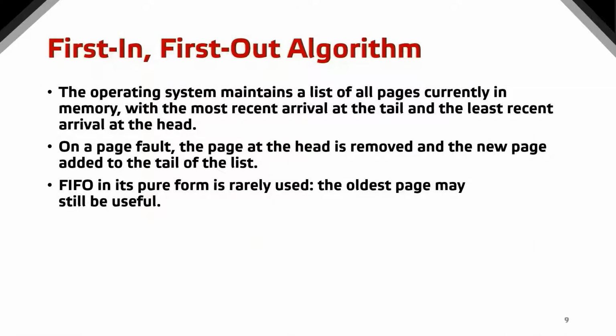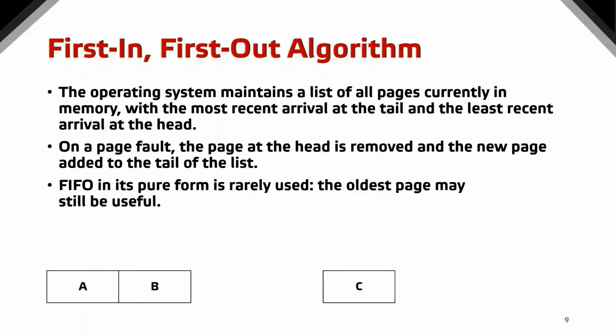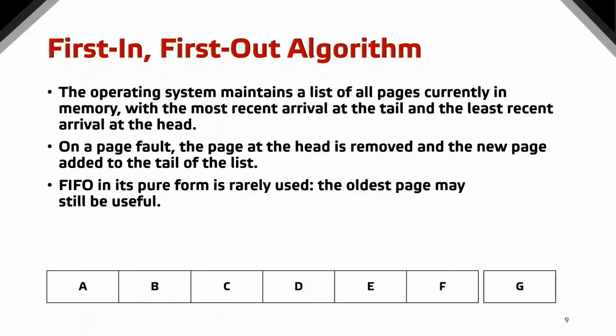There is also such an algorithm as first in, first out. The operating system maintains a list of all pages currently in memory, with the most recent arrival at the tail and the least recent arrival at the head. At the time of a page fault, the page at the head is removed and the new page is added to the tail of the list. However, it is rarely used in its pure form because the oldest page might still be useful.